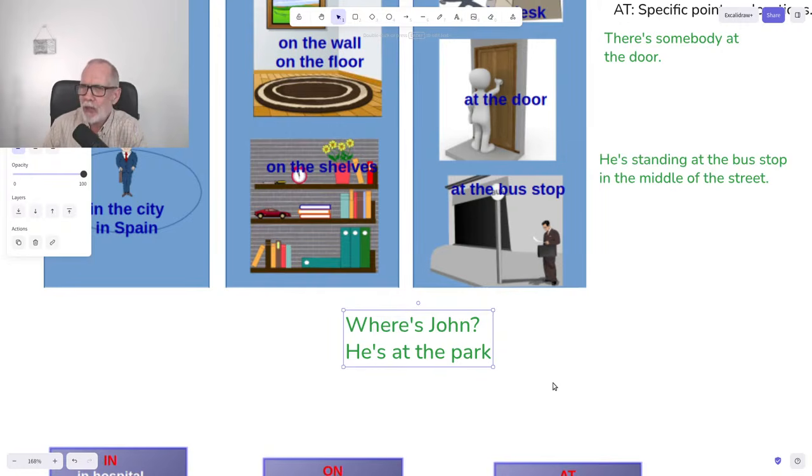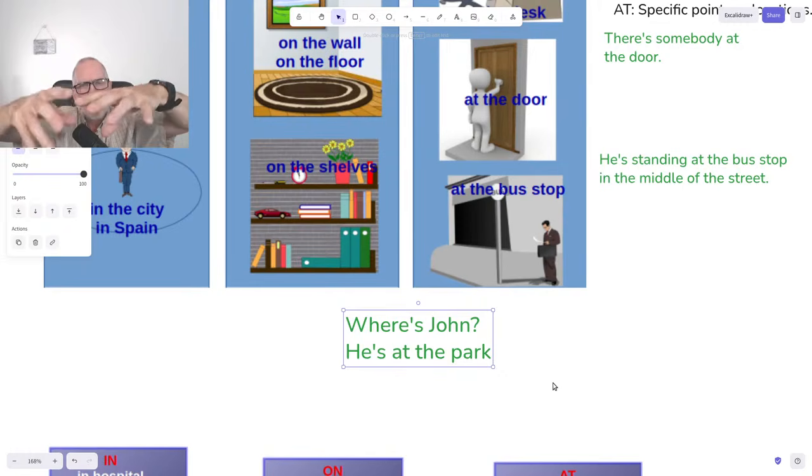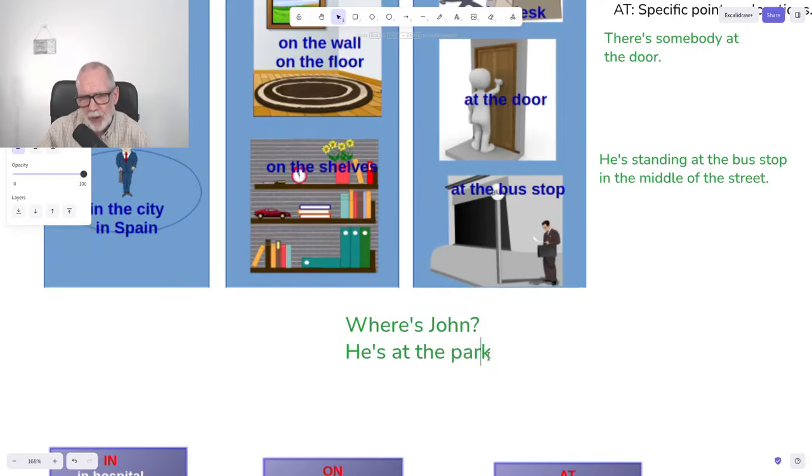So, aquí estamos viendo el parque como un lugar en la ciudad o en el vecindario o algo así. Y decimos, where's John? He's at the park. No estamos especificando que está adentro del parque, solo estamos diciendo que está en ese lugar, viendo ese lugar como un lugar en un área más grande.